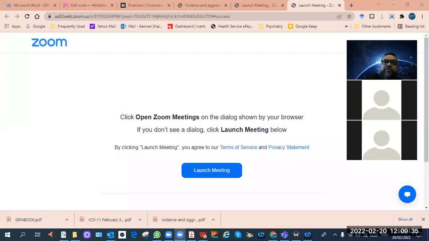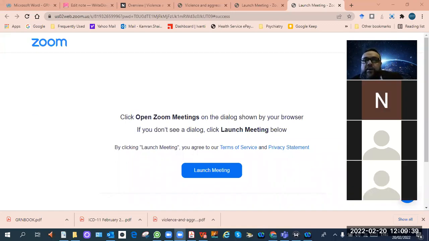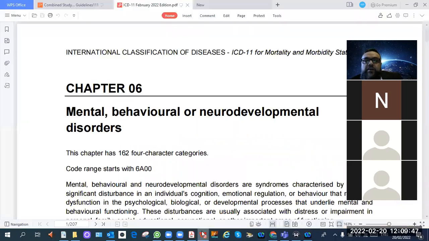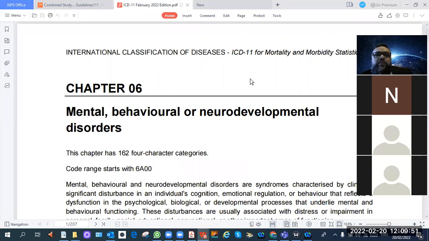So let's start with the ICD-10 and ICD-11. I will try to cover it as much as I can today. We did a series in our WhatsApp groups, turn by turn, and I will just go through a summary of everything.